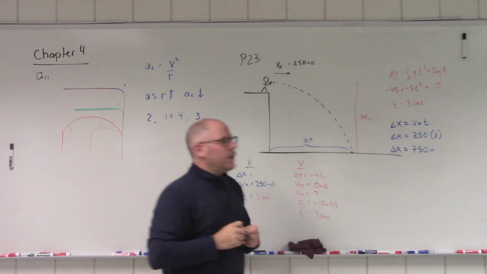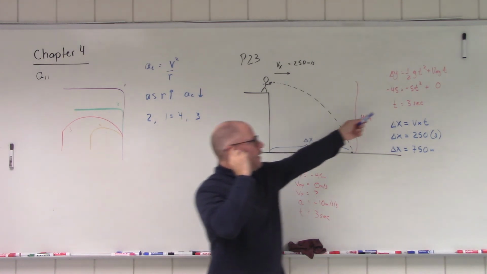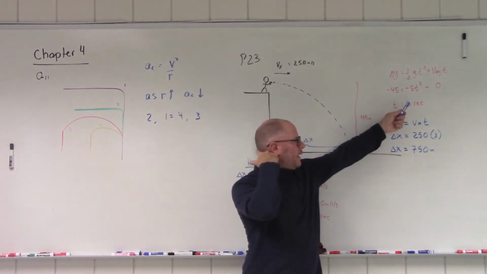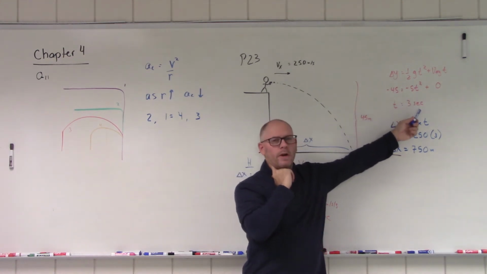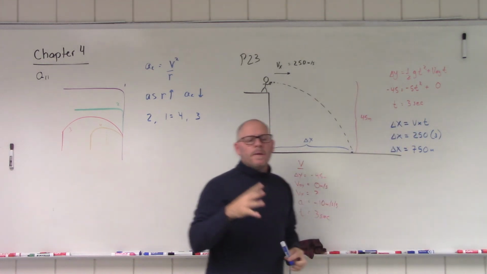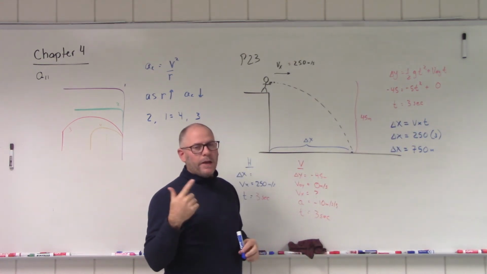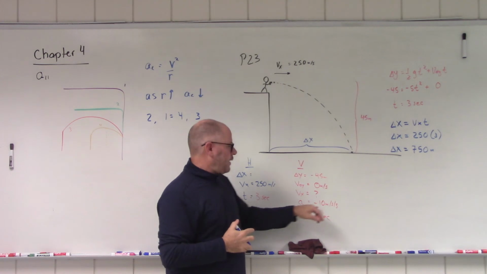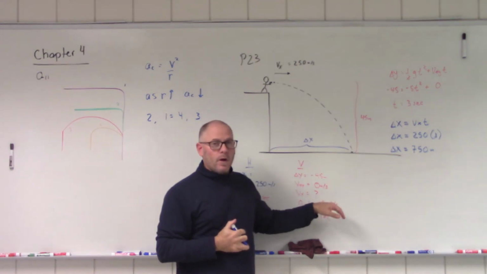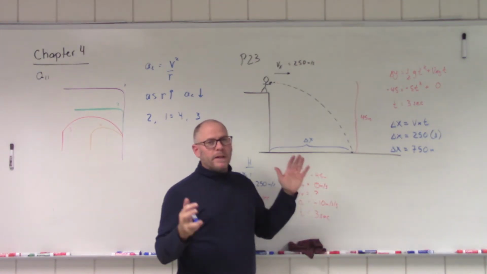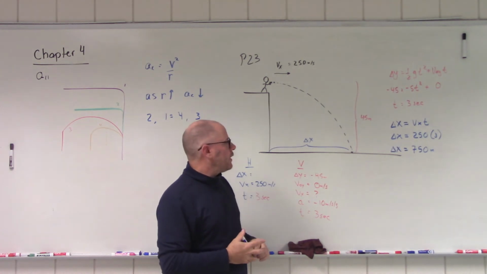Now, you're going to look in the textbook, and it's not going to say 3. It's going to say like 3.01 or something. They're going to use two things. They're going to use significant digits, and they're going to use their g value. Instead of negative 10, they're going to use negative 9.81. It's fine, but your answers are going to be a little bit off due to both those considerations.